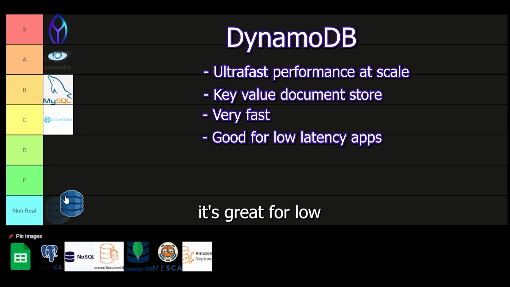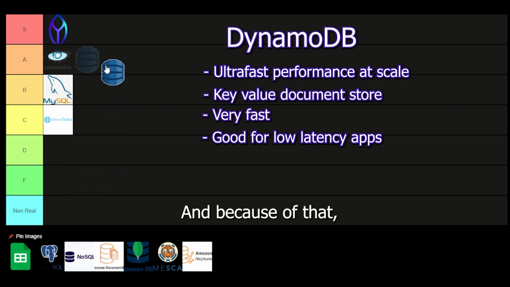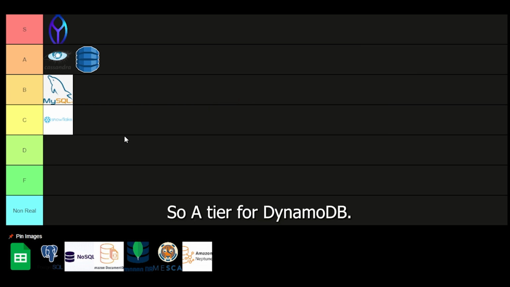So I would say it's great for low latency applications, and because of that, I'm going to put DynamoDB in the A tier. I think this has a lot of different use cases, especially in system design interviews. A lot of the time, one of the non-functional requirements is going to be low latency. So DynamoDB is a great choice for applications like that. So A tier for DynamoDB.